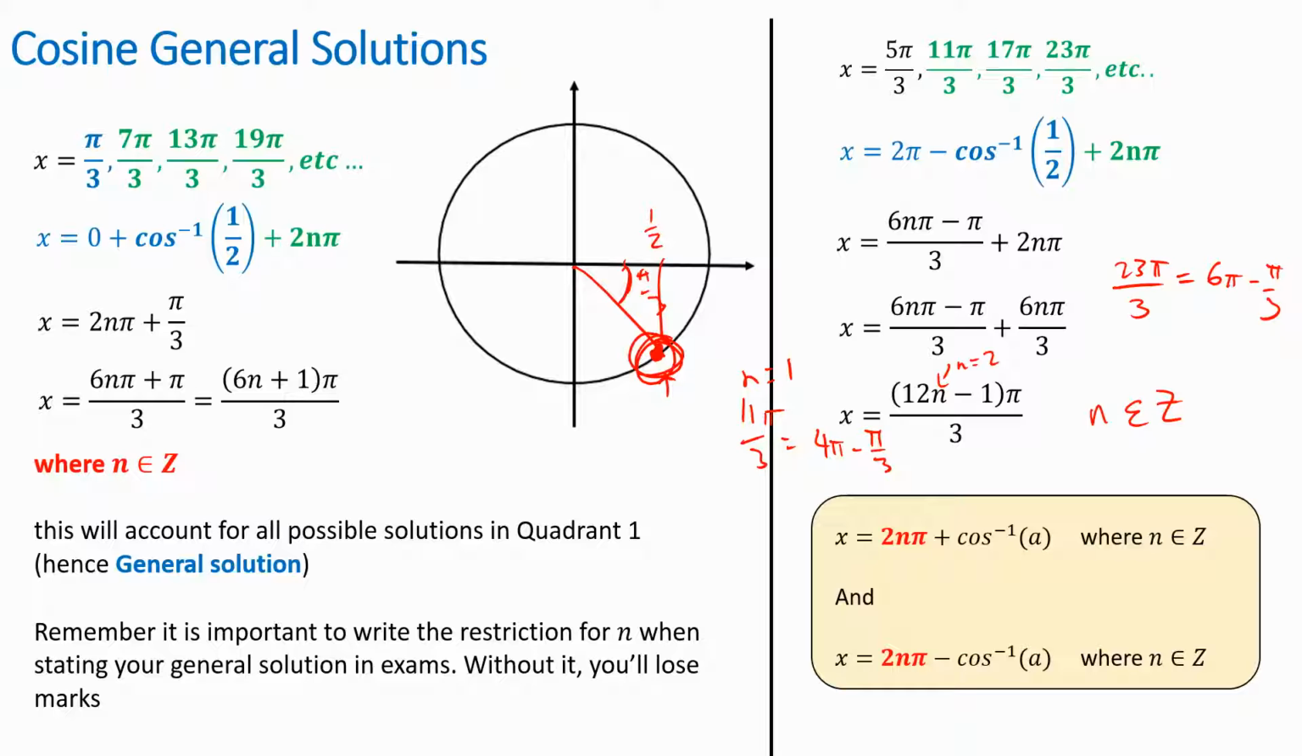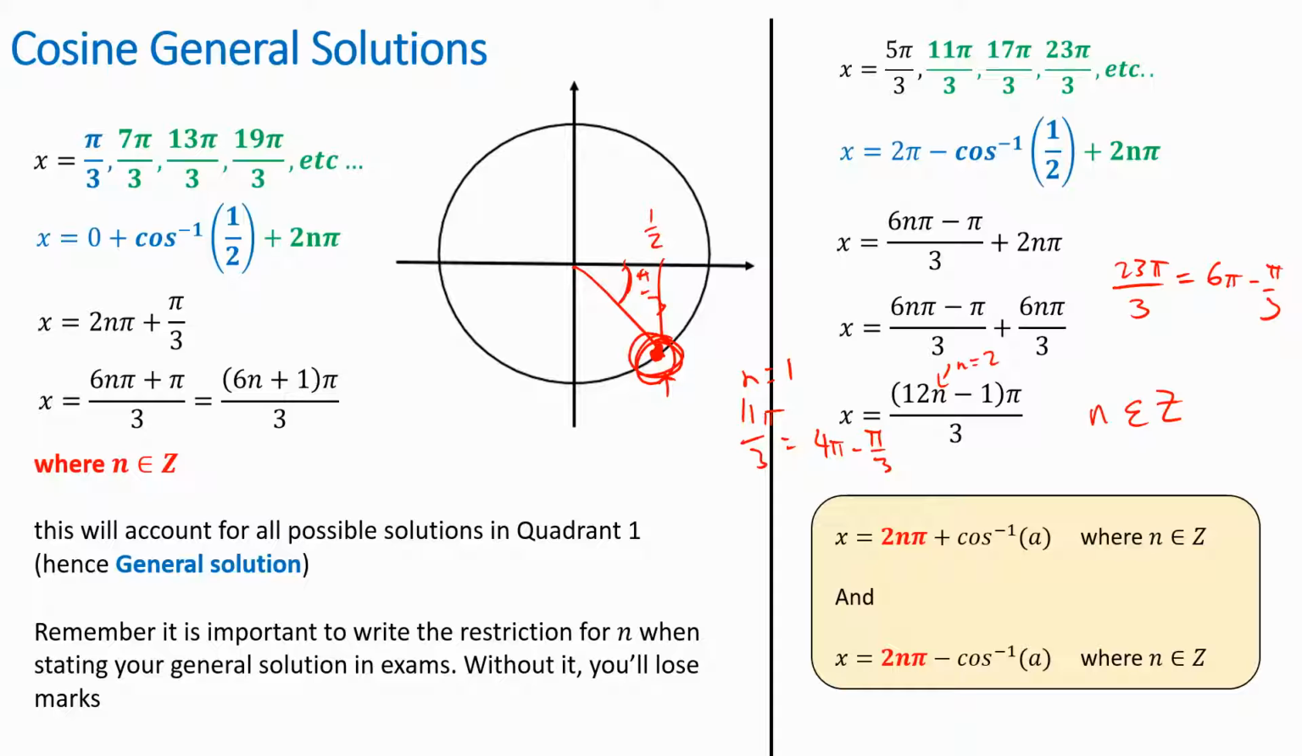Same thing with this one. So this is just quadrant 4. If you want to find all solutions in quadrant 4, you would have said from 0 minus pi over 3, or 2 pi minus pi over 3, or 4 pi minus pi over 3. And so this is what this is accounting for. 2n pi is accounting for every 2 pi revolutions minus. Again, that's if it's in quadrant 1 or quadrant 4.